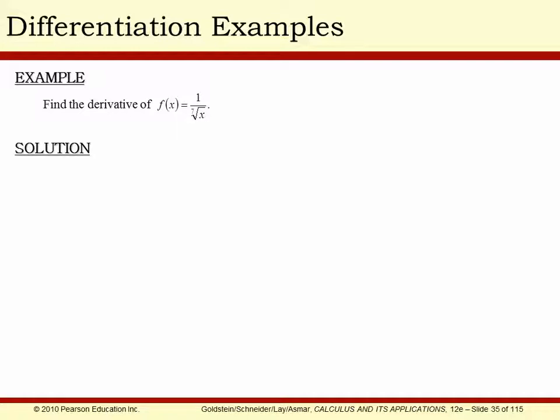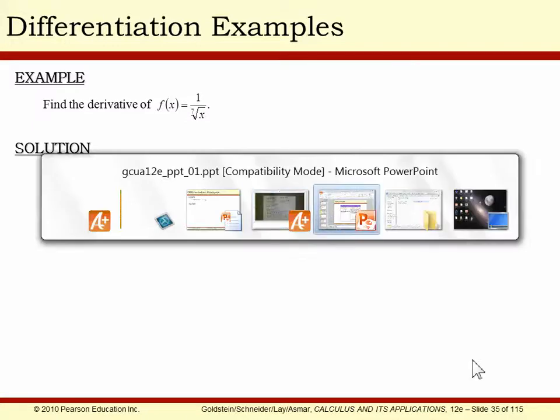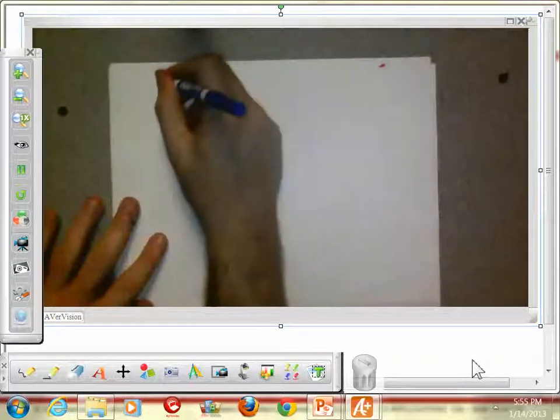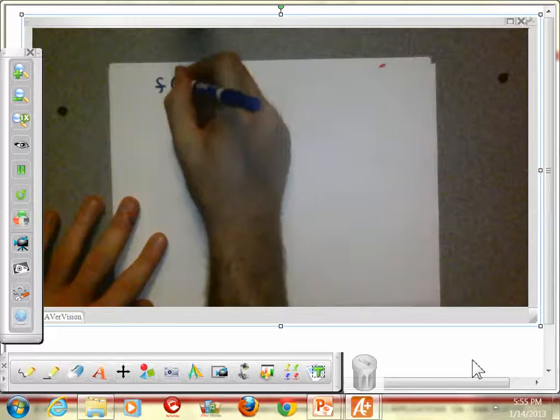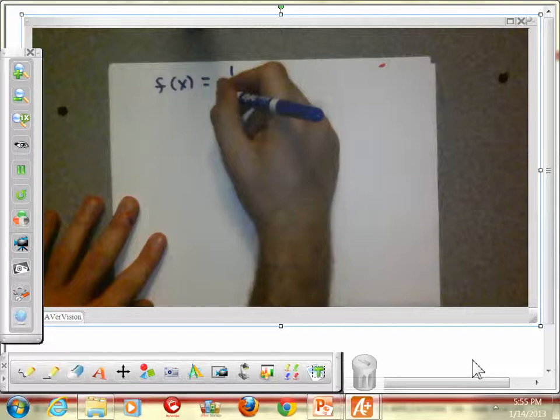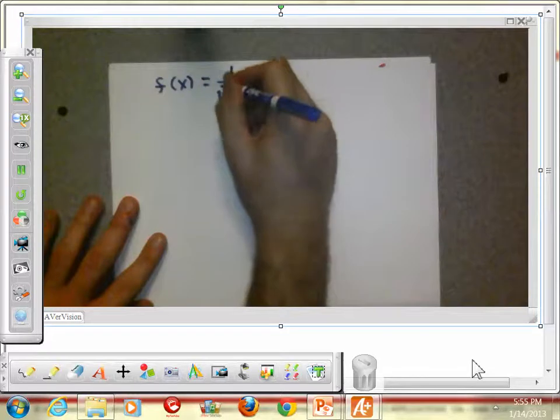We're going to find the derivative of f of x is equal to 1 over the 7th root of x. So I'm going to do it on paper, and then I'm going to go through it on the slide. Let's see, where'd it go? Here it is. So we're going to take the derivative. So what we're doing is we have the function f of x is equal to 1 over the 7th root of x.